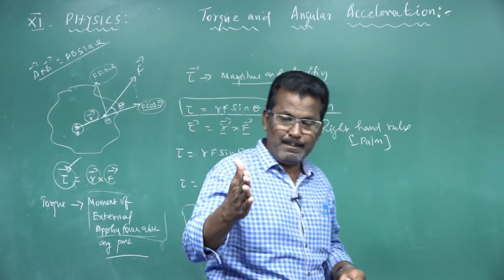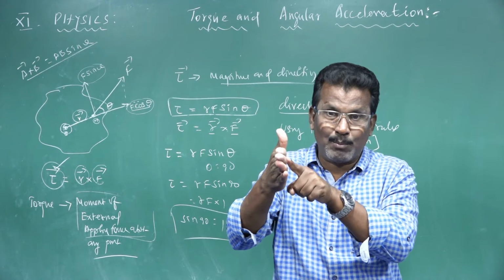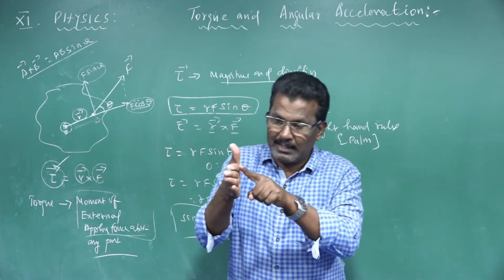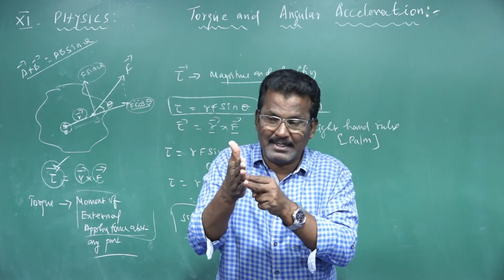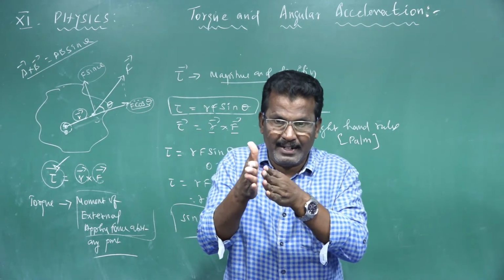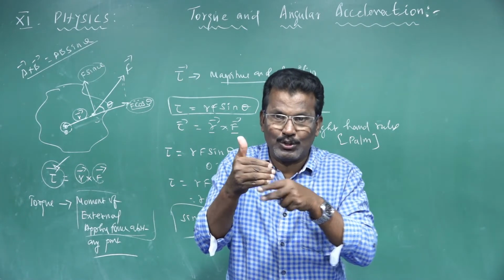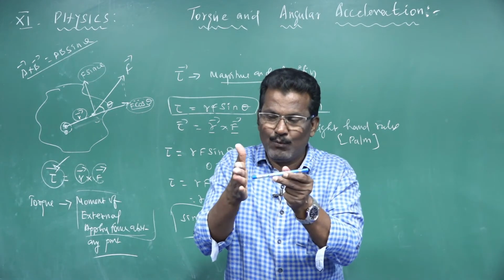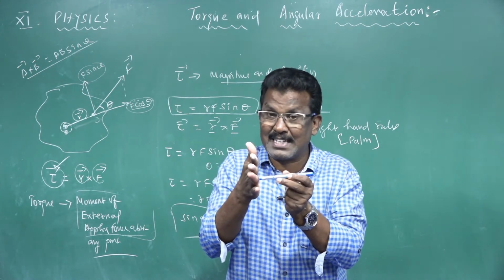Suppose, for example, this is our right hand. The fingers point in the direction of the position vector, but the palm shows the direction of the force. If you curl the fingers, the direction of the curl is the force. The R vector and the force F vector are both perpendicular, so R cross F.